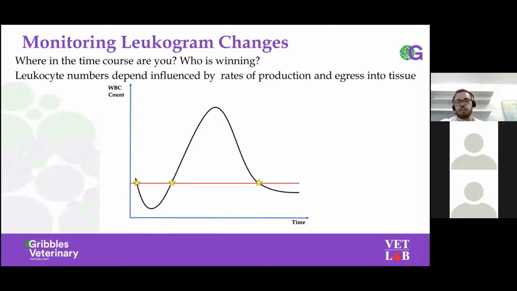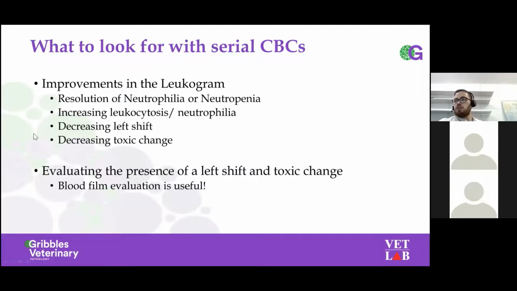Acute phase proteins also can really help with monitoring inflammation over time in our veterinary patients, and I'll talk about this later on as well. So what you're looking for with serial CBCs to indicate an improvement in the inflammatory picture of your patient: an increasing leukocytosis or neutrophilia can suggest an improved bone marrow response.